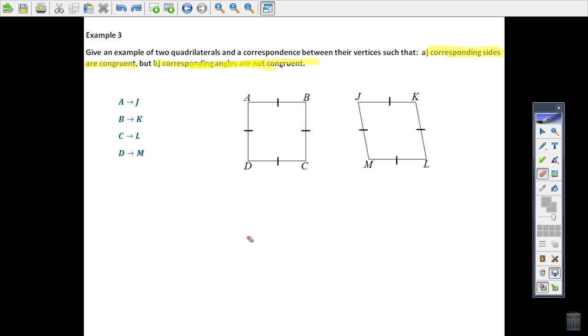With the sides, AB and JK, which correspond, happen to also be congruent. But with the angles, if I compare angle A in here to angle J in here, what about those 2 angles? They correspond, but they're not congruent. That is the key part of the lesson. Things can correspond and be congruent. Things can correspond and not be congruent. But all figures which are congruent lead to correspondence.